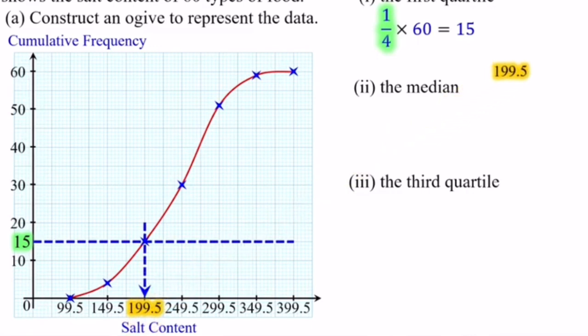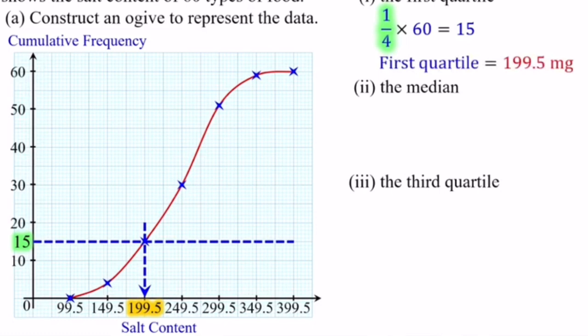So the reading is 199.5. All right, 199.5, and the unit is milligram. So we say the first quartile is actually 199.5 milligram. Now let's continue doing the median.